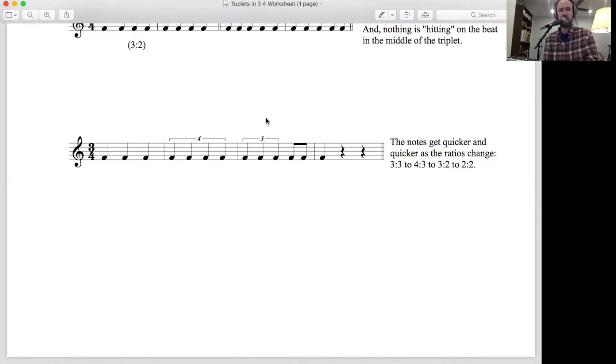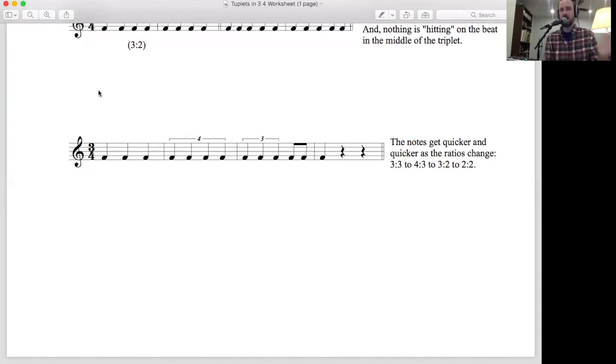So if we feel this, right, so here we go from the beginning. I'm going to not count it naturally. Here we go. 1, 2, 3, ba da da da da da da da da da. Do you feel how the notes just get quicker and quicker as they go? Let's do it again. 1, 2, 3, ba da da da da da da da da da da da da da da da, right at the end there.